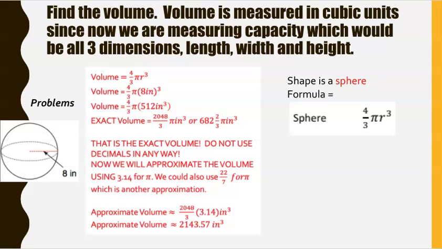When we approximate, we will put some approximation in for pi. Sometimes we use 3.14, sometimes we use the pi button on our calculator. Sometimes we even use 22/7 for pi, which is another approximation. So if you approximated this volume, it would be approximately 2,143.57 cubic inches. And for that approximation, I used 3.14 for pi.